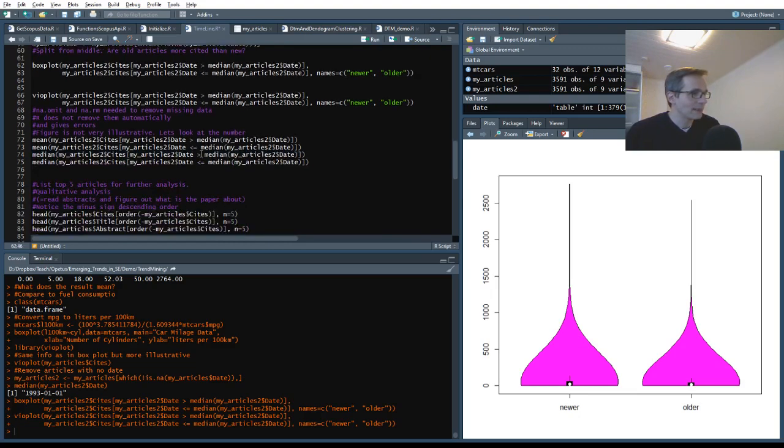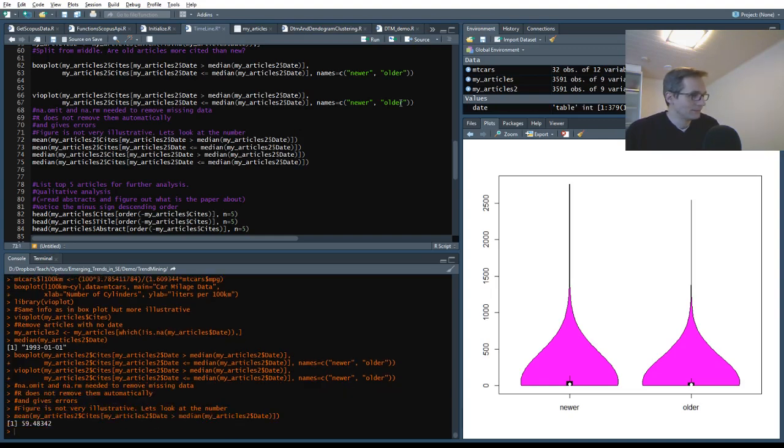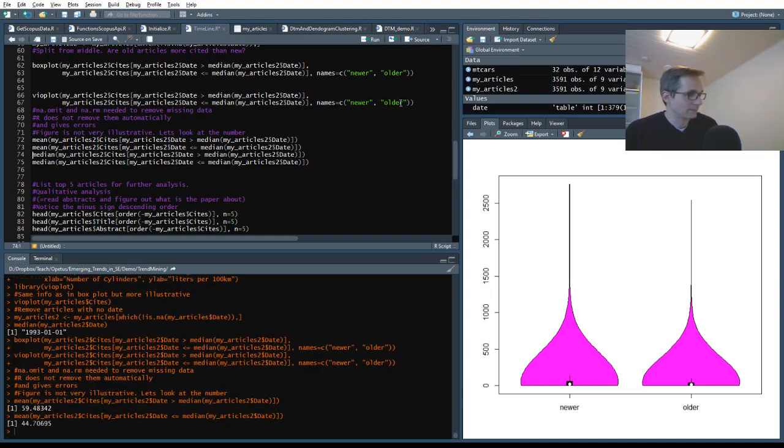So perhaps it's best to investigate the mean number of citations for old and new articles. And we can see that indeed the newer articles have more citations. So the mean value of the newer articles where the date is greater than the median is 59, and for the older articles it's 44.